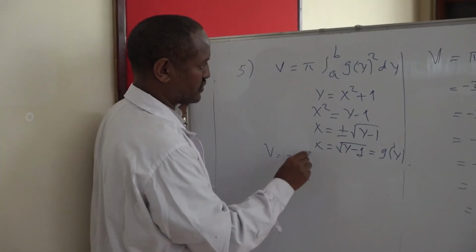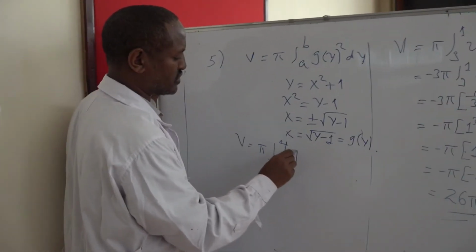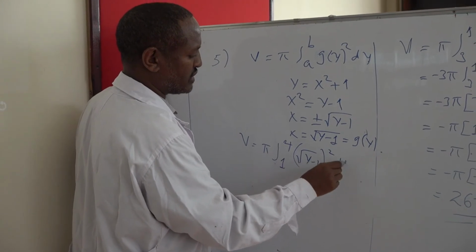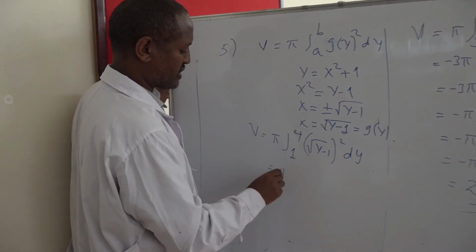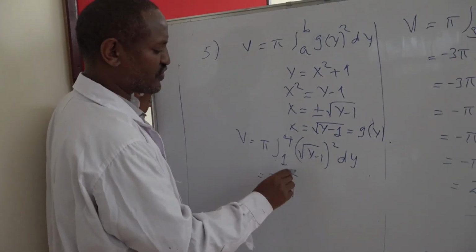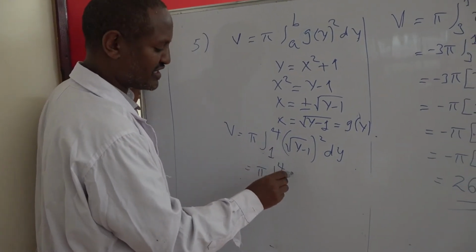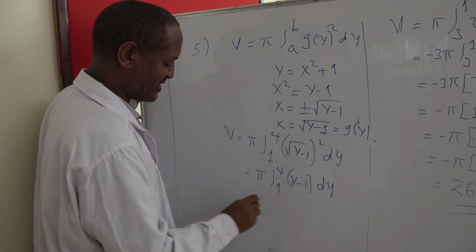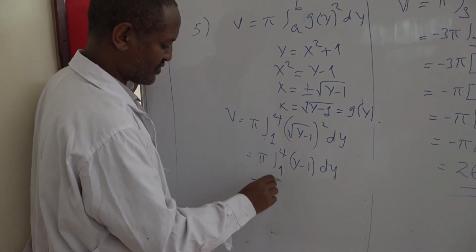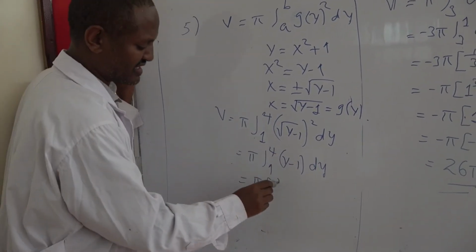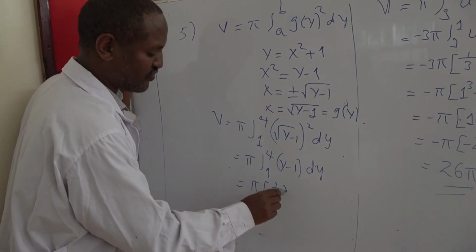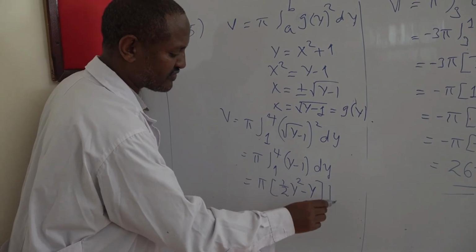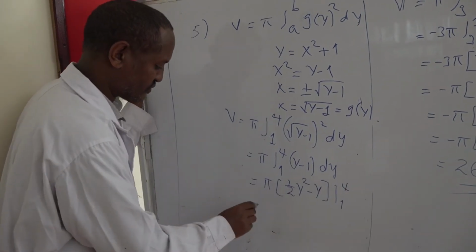From 1 to 4 of g of y, the square root of y minus 1, the whole square, and then dy. Pi times integral from 1 to 4, the square of the square root of y minus 1 is y minus 1, so dy. Now, what is the integral of this one? It is pi times half y squared minus y. Evaluate this from 1 to 4.